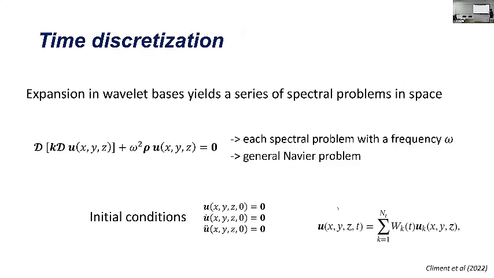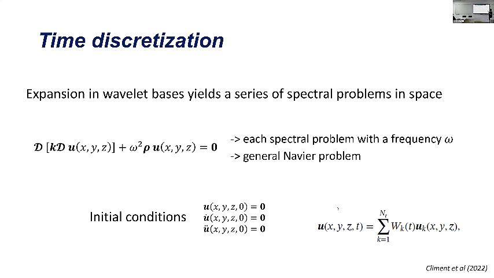So as you see here at the bottom right, we have displacement and stresses and pore pressure that depends on space and time. So first you need to discretize in time, and we suppose that the displacements, as well as the stresses and the strains and everything, can be expressed as a combination of a displacement function that only depends on space, and a kind of weight function that only depends on time. So we use the expansion in wavelength basis that yields a series of spectral problems in space. Each spectral problem has a frequency. This frequency is usually an imaginary number. And finally, what we get is the general Navier problem in space.